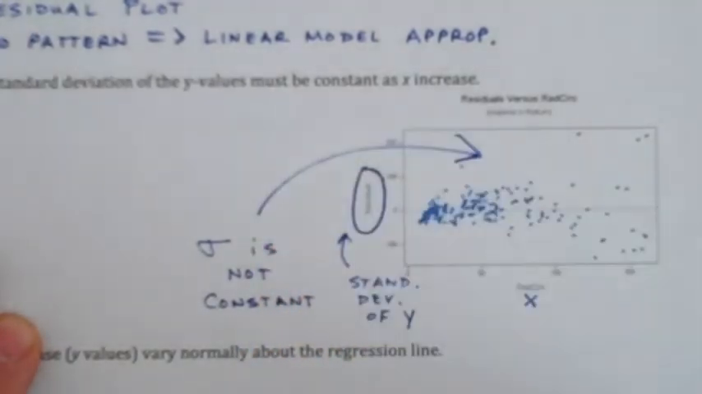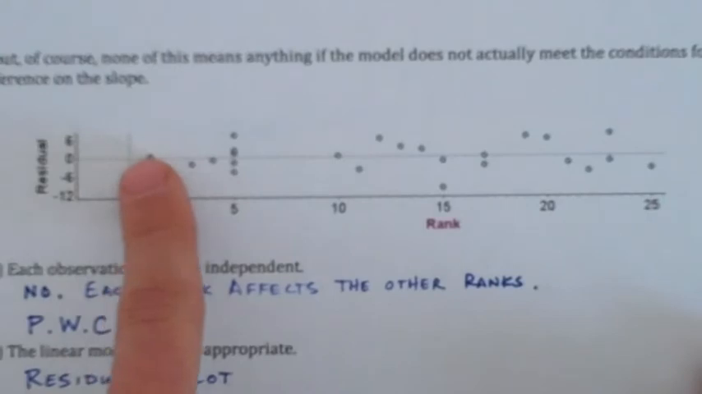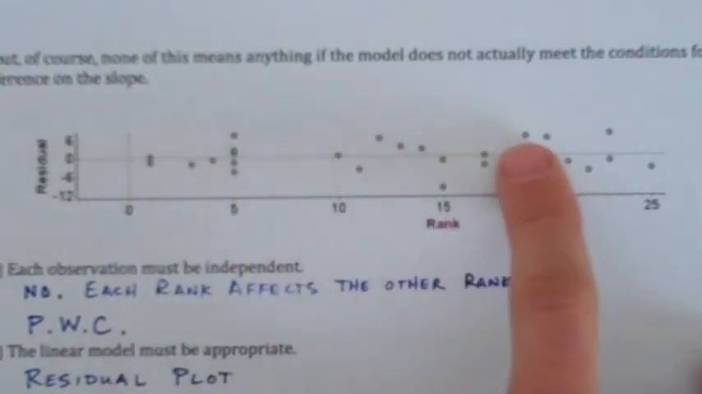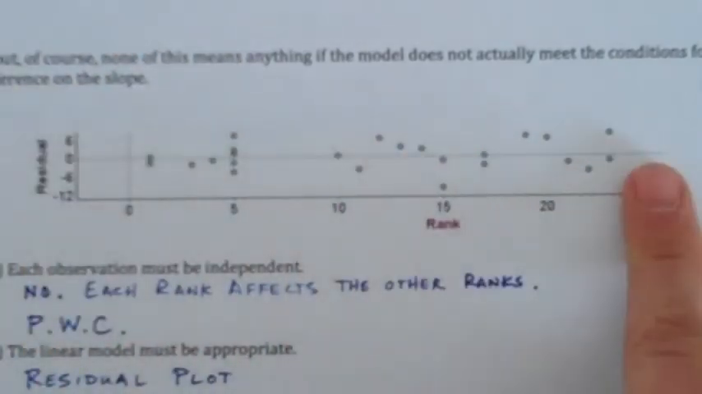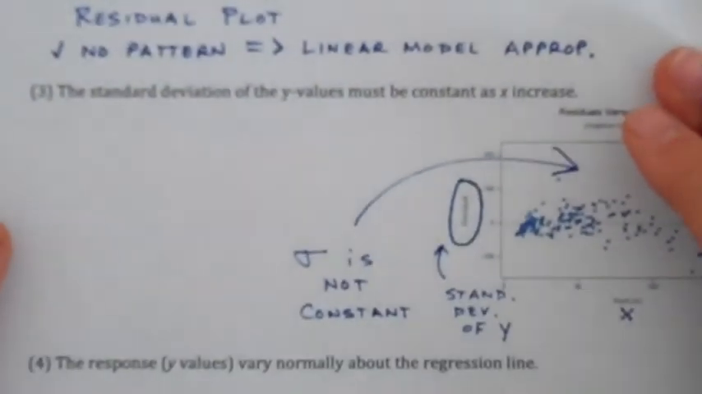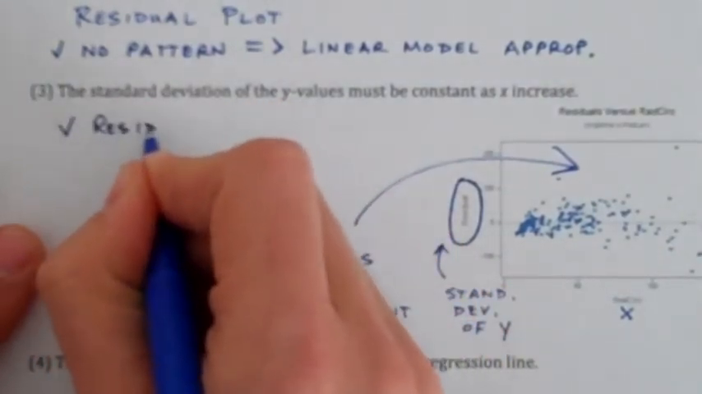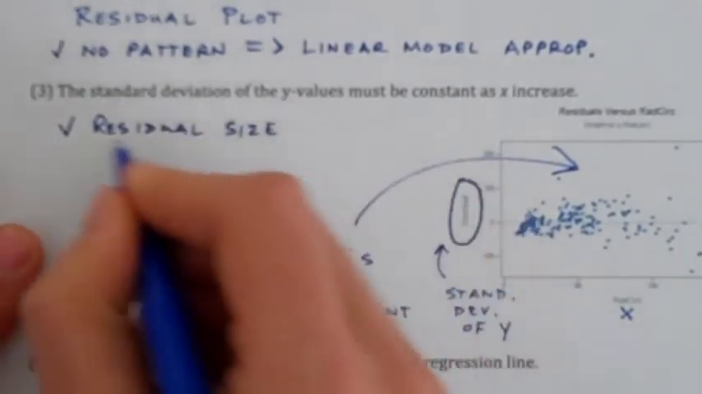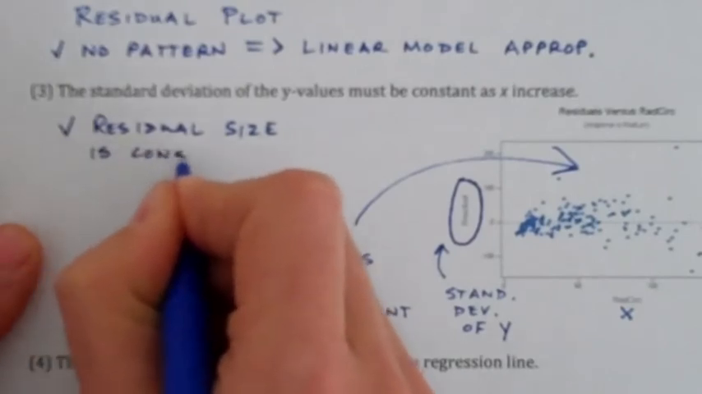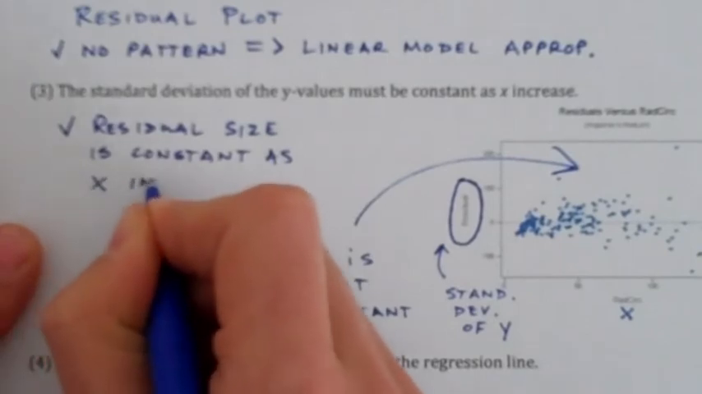But of course, that's only referring to this residual plot right here. If you look at the residual plot for the rank versus acceptance rates data, you can see that there's no real change in the spread, the vertical spread of the residuals as we move from the left to the right. So we're good here. Let's phrase it this way. Residual size is constant as x increases.